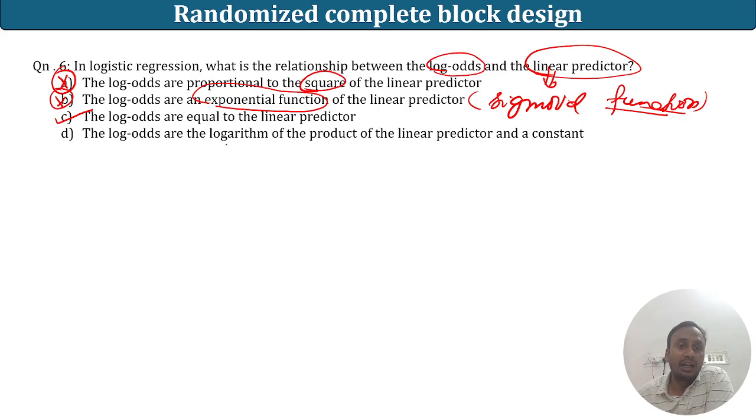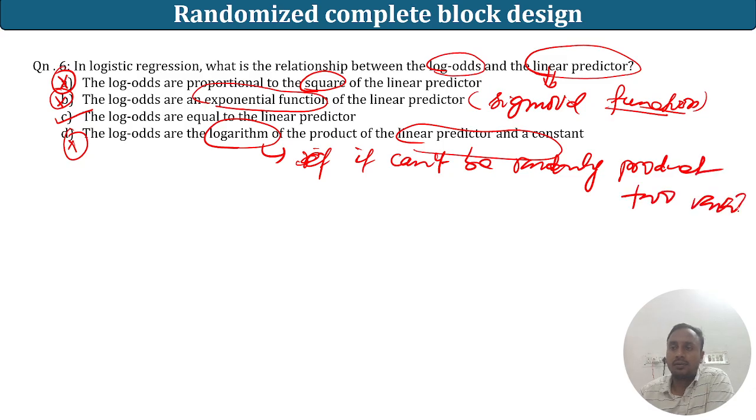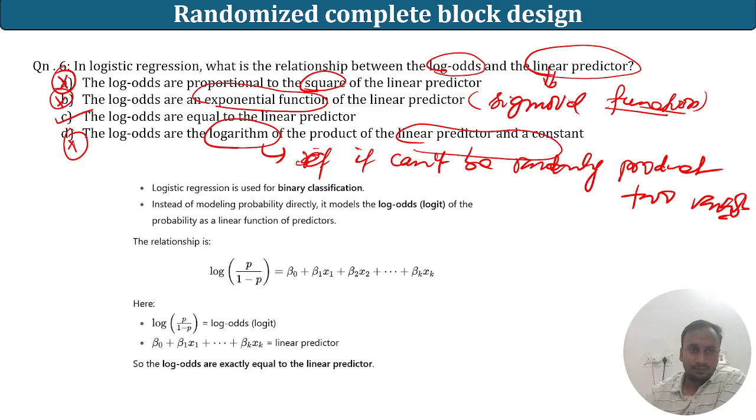Log odds are the logarithm of the product of the linear predictor. No, it can't be a random product of two variables. So log odds are equal to the linear predictor. That is the correct answer.